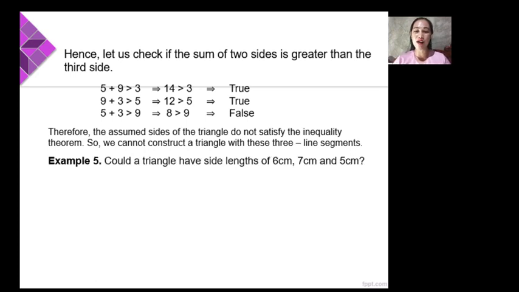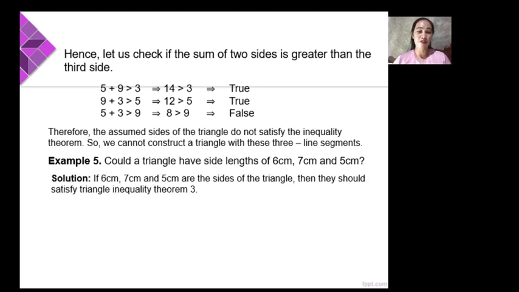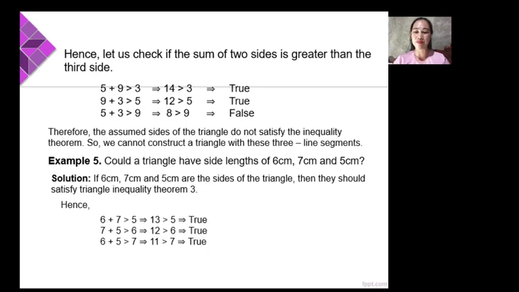Okay, next example. Could a triangle have side lengths of 6 centimeters, 7 centimeters, and 5 centimeters? If 6 centimeters, 7 centimeters, and 5 centimeters are the sides of the triangle, then they should satisfy triangle inequality theorem 3. Okay, so let's check.